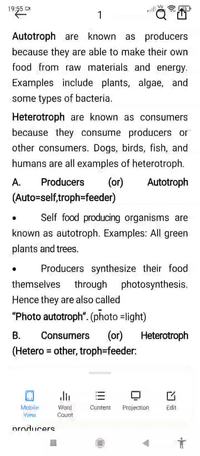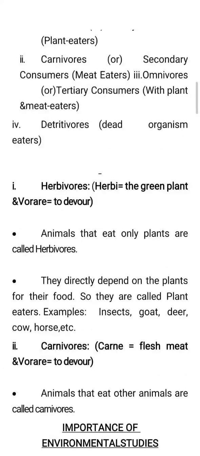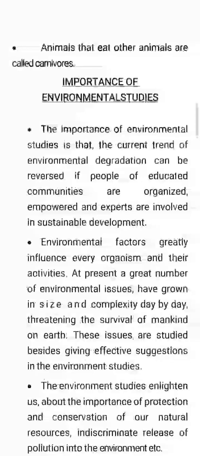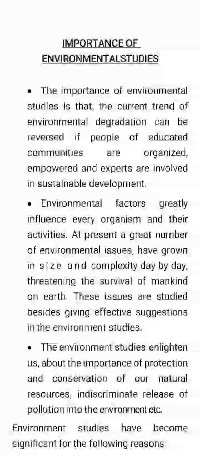Then come two important things to understand: autotrophs and heterotrophs. Autotrophs are the plants which manufacture their own food with the help of water, soil and sunlight. These are the ones under the photosynthesis process who produce their own food. Examples are algae and some of the bacteria. So they are not depending on others for food.